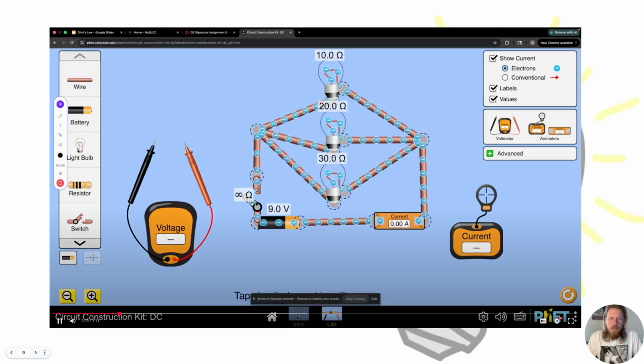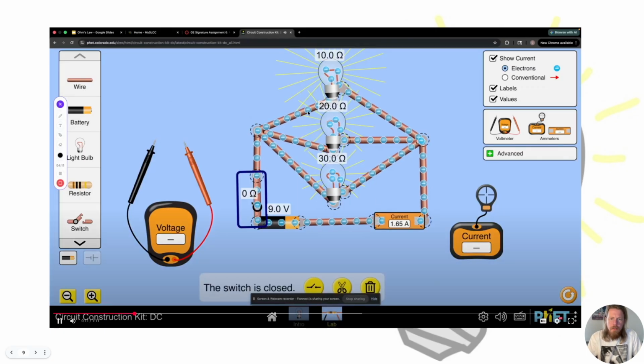Okay, so once this closes, our prediction was 10 would be the brightest, and we can see that that's the case. It's also the case that each of these light bulbs are shining way brighter than any of them were in series. We can see here we got 1.65 amps, which is what our math told us.